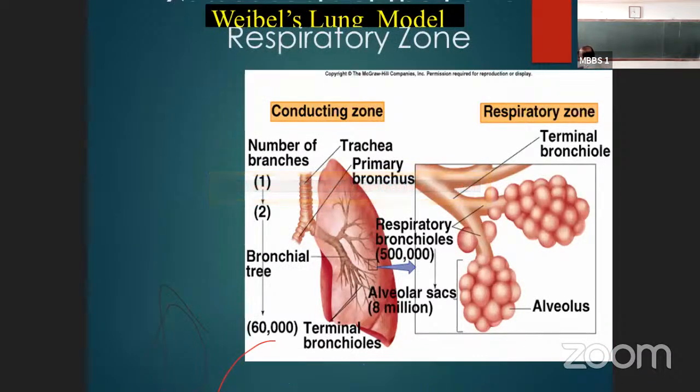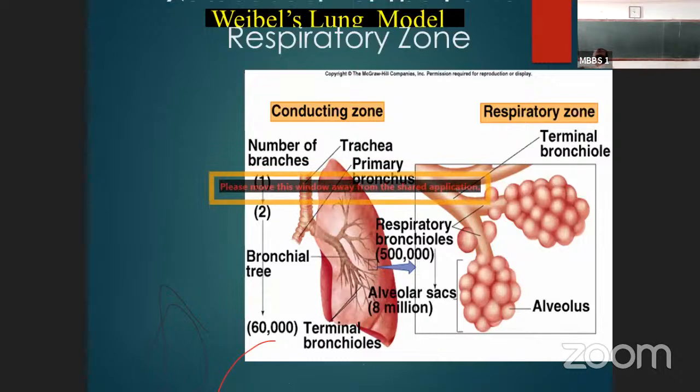This respiratory zone, again they have given similar information. Here the trachea is there, the primary bronchus is there, which we label as the principal bronchi. And this shows the number of the respiratory bronchi. In this diagram the terminal bronchi are there. They have given the number of terminal bronchi as about 60,000. And if you compare, this is the conducting zone and this is the respiratory zone.